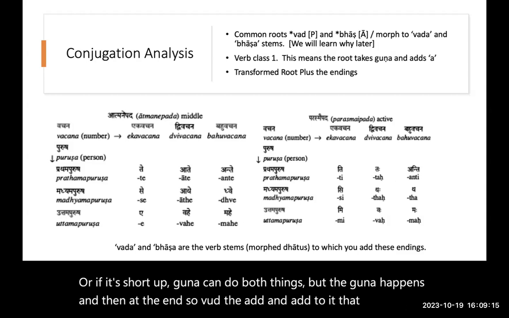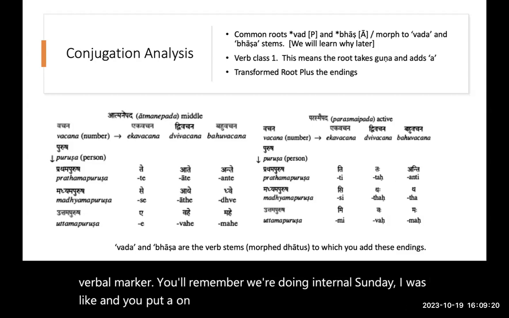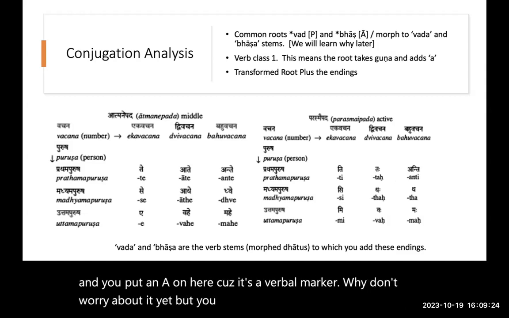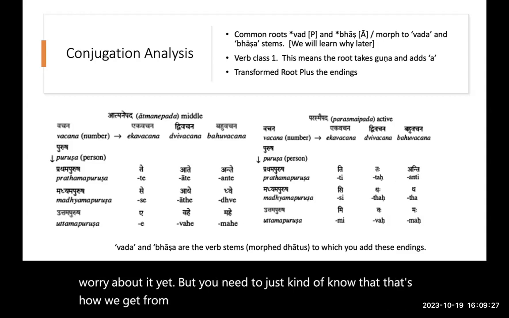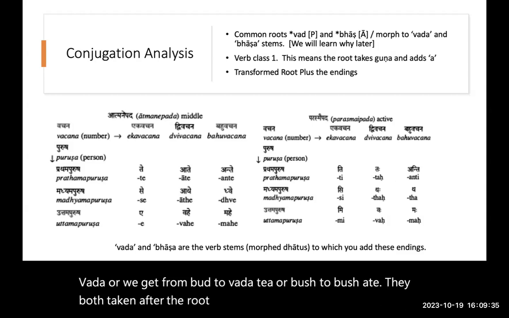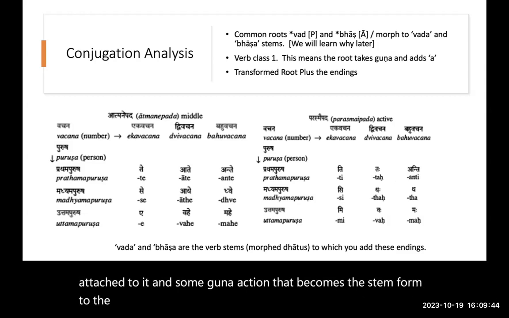That's the verbal marker. You remember when we were doing internal Sunday, and you put an A on here because it's a verbal marker. Why? Don't worry about it yet. But you need to just kind of know that that's how we get from vad to vadati, or bhāṣ to bhaṣate. They both take an a after the root. So the transformed root with the a attached to it and some guna action, that becomes the stem form. To the stem form, you put these endings.